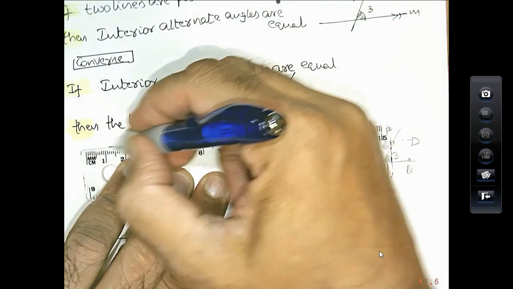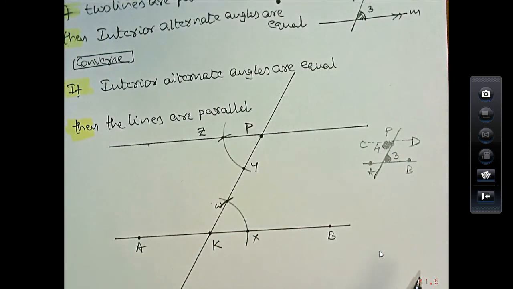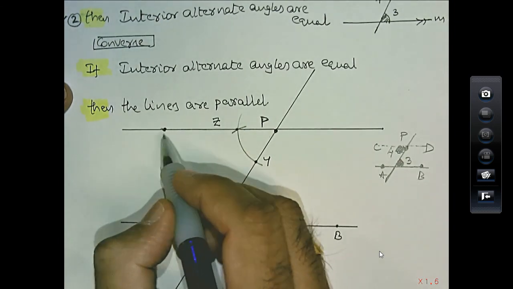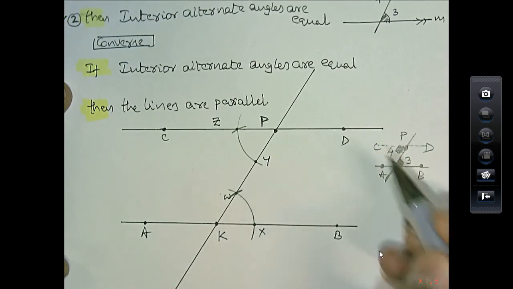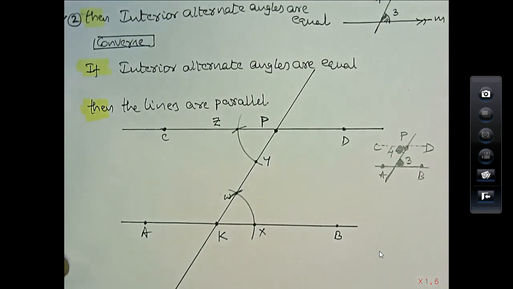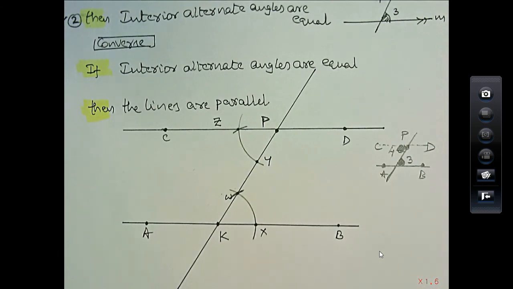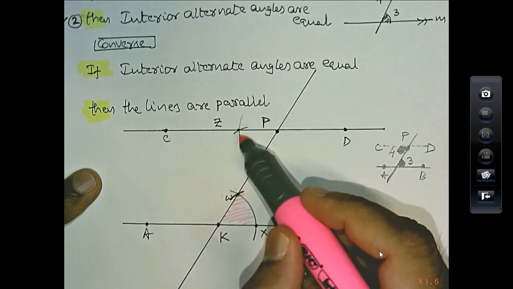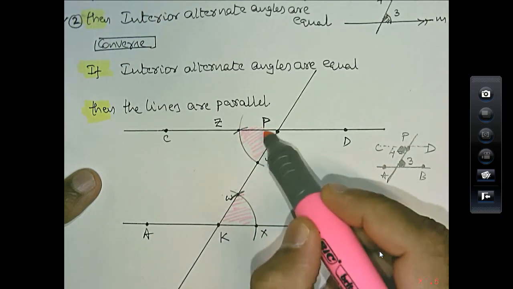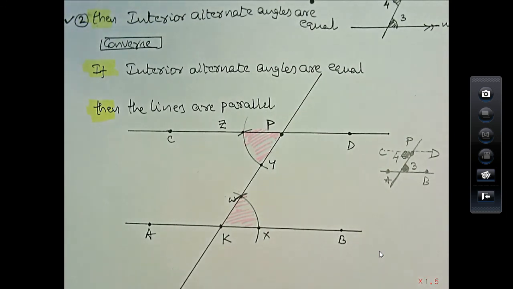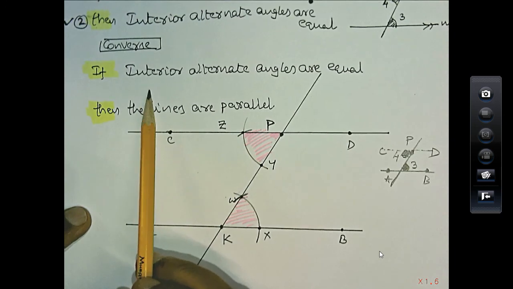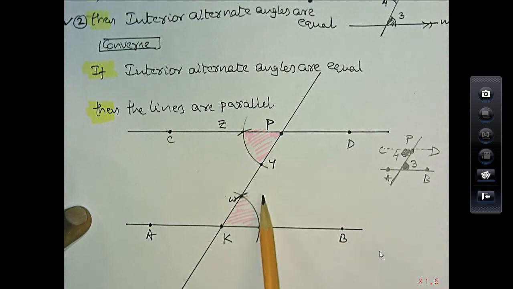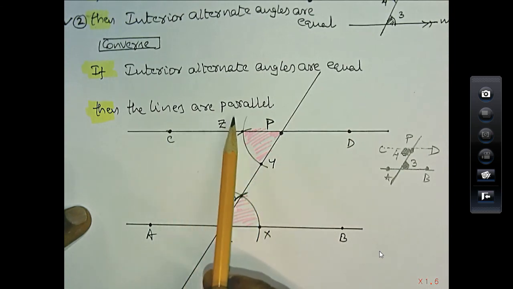Join the points. I got a line parallel to AB. I want to make sure it is really 100% perfect. So this time, this angle, which is WKX, and the other angle ZPY, are they equal or not? In case the interior alternate angles are equal, that is, if the measure is equal, then the lines are parallel, right?